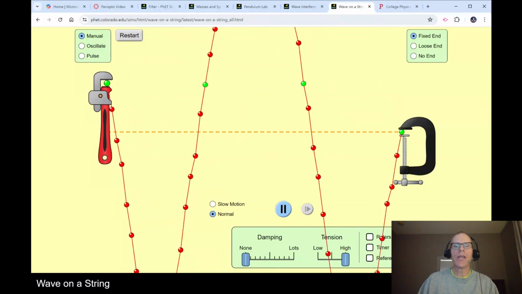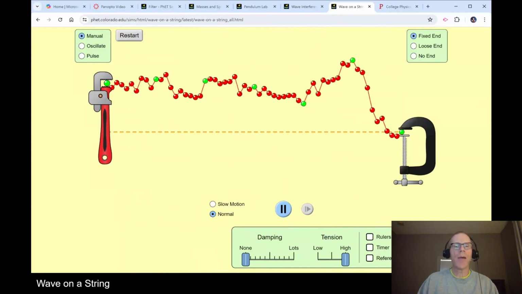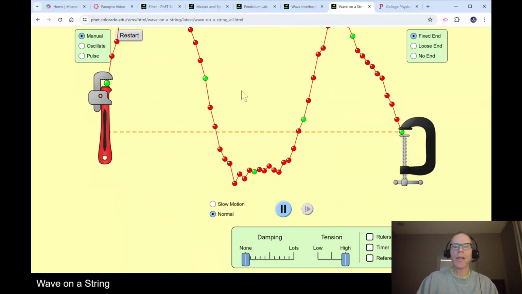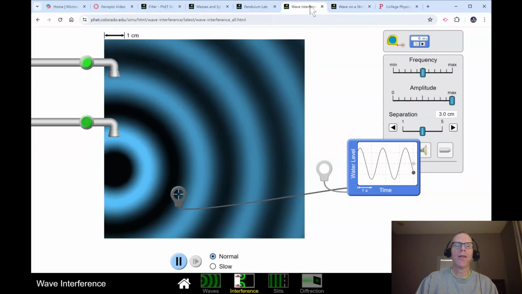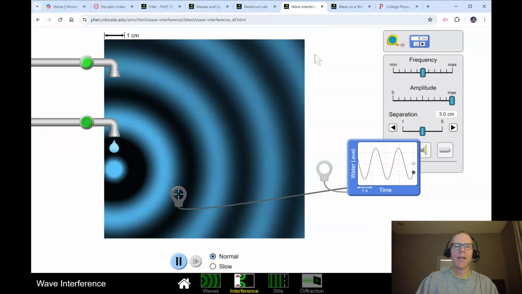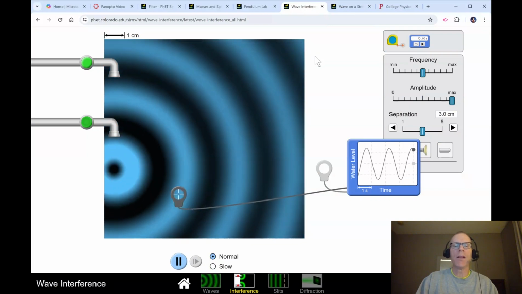Pretty straightforward. Just to give you a visualization, the book describes things and it has static pictures, but it kind of helps to see the motion. So I encourage you to explore the waves on a string and the wave interference activity to get a good feel for what's going on. Thank you.